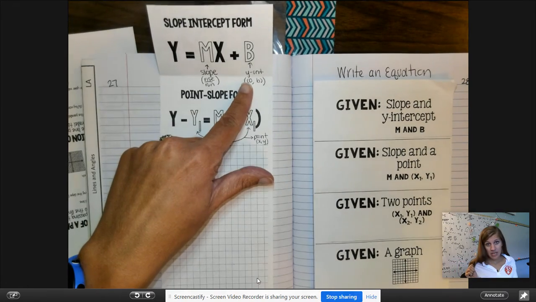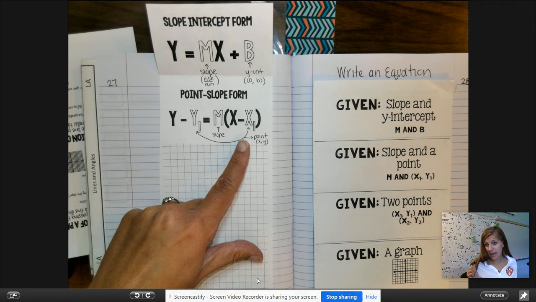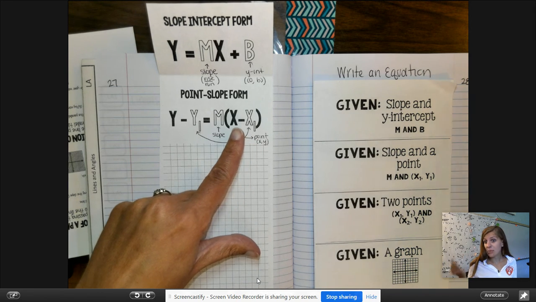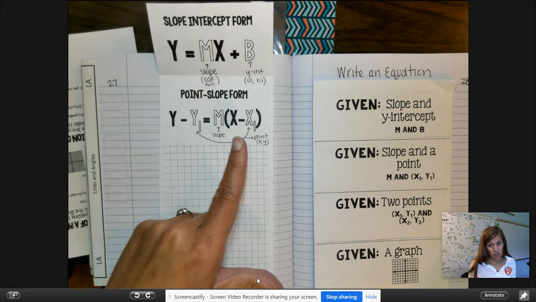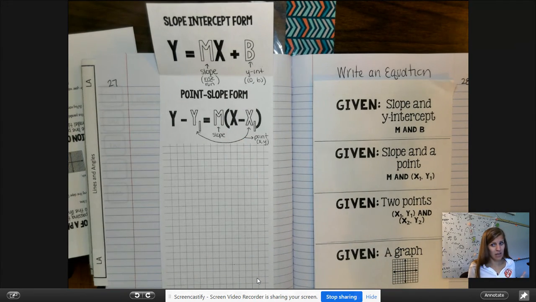This one has to be a specific point, it has to be the y-intercept. This can be any point. So that's why this one's slightly better, because it's less specific, which makes it easier to do. The other form that I didn't include on here because nobody ever wants that form is standard form. It had the A, B, and C in it, but we don't really need that one.